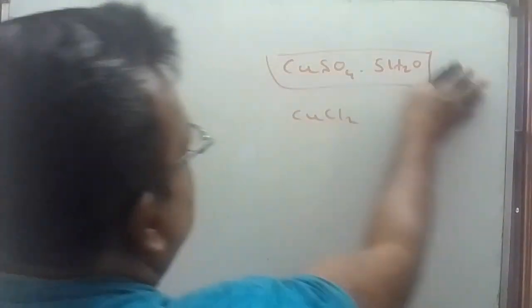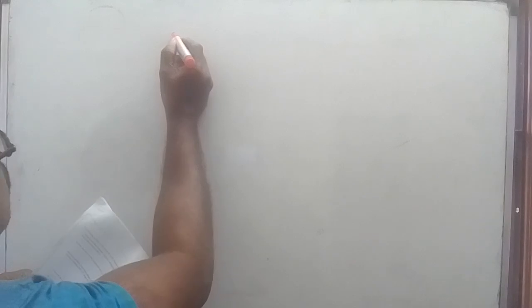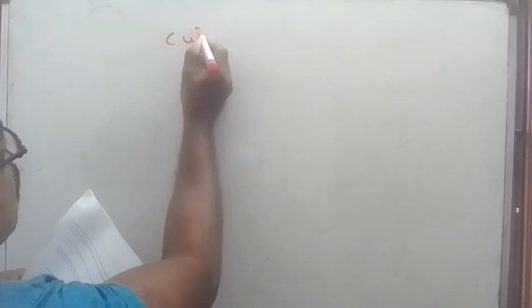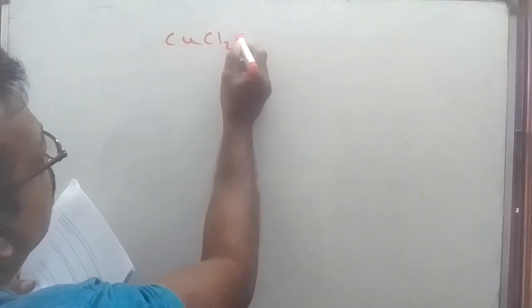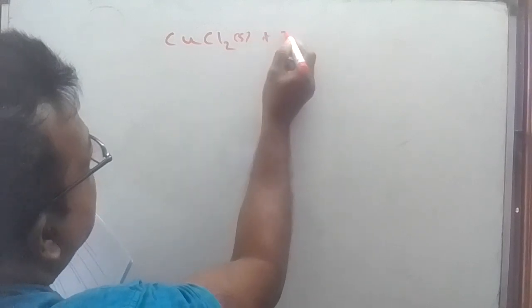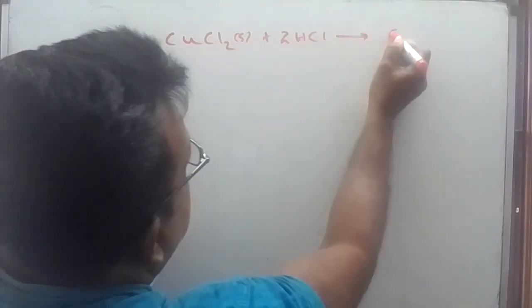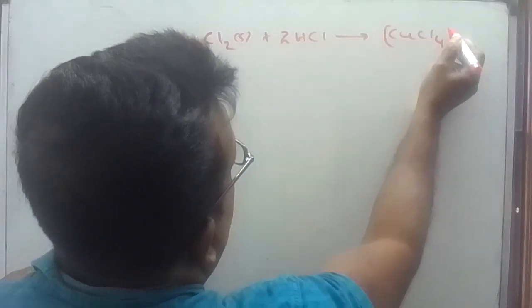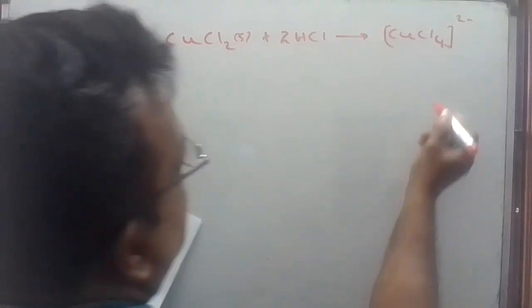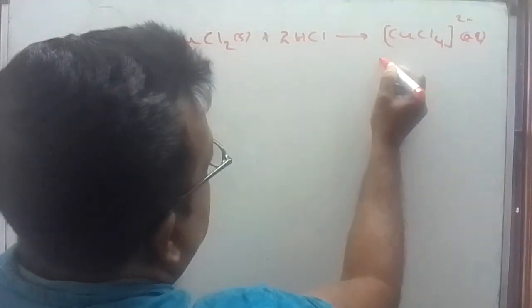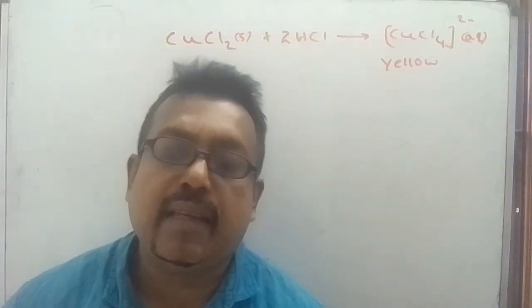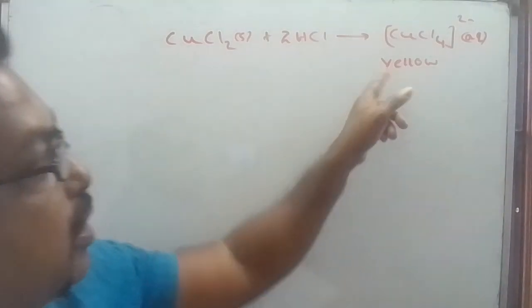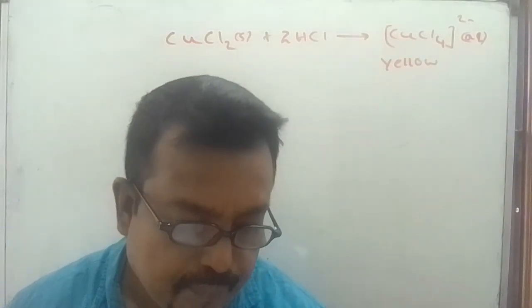Let's see. Here you have copper 2 plus, or you have CuCl2 solid. Upon the addition of concentrated HCl, it turns to CuCl4 2 minus. This is the species responsible for the yellow color, right? CuCl4 2 minus is yellow.